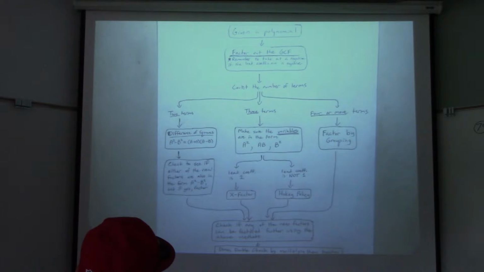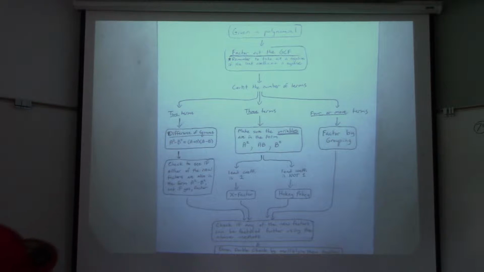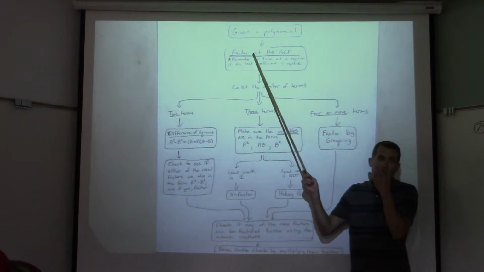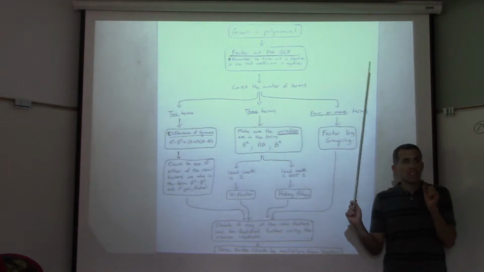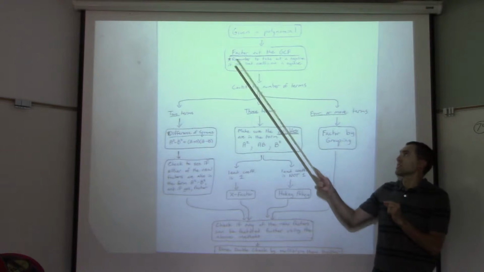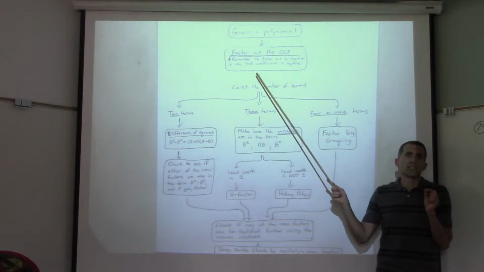So this is the flowchart that I follow when I'm factoring a polynomial, and it makes all the critical decisions for you. If you're given any polynomial, the very first thing you do every time it says factor is factor out the GCF. Now the one caveat to that is if the lead coefficient is negative, that's that little star: remember to take the negative out.